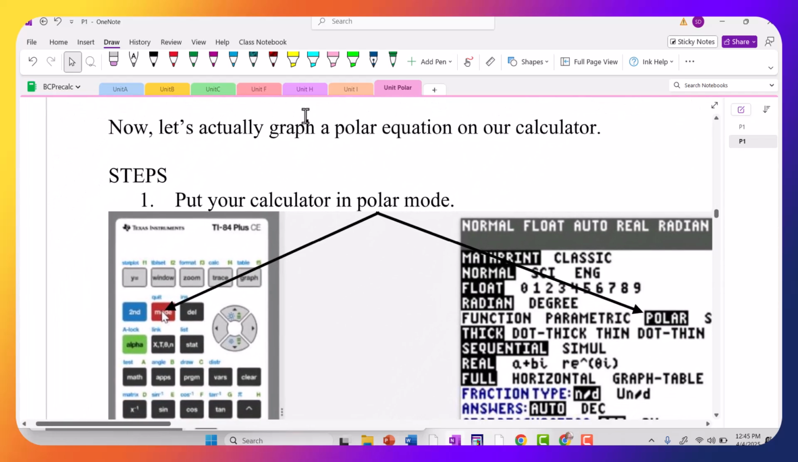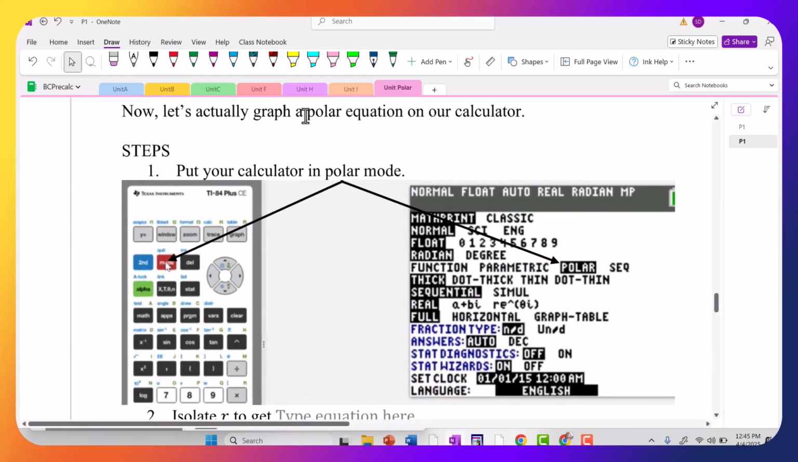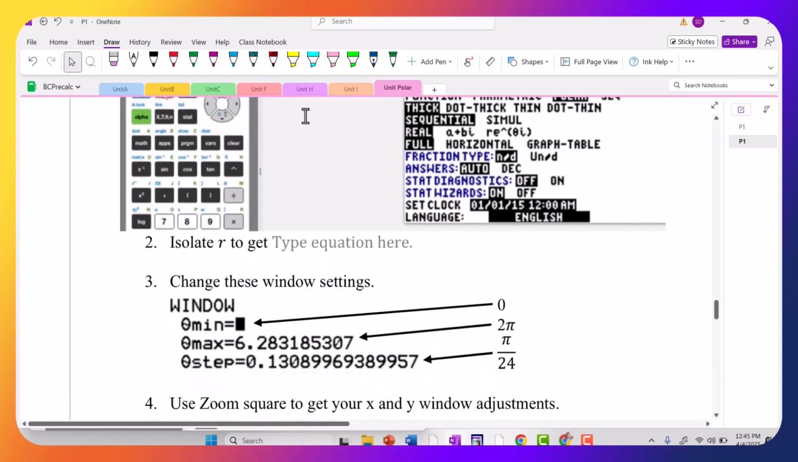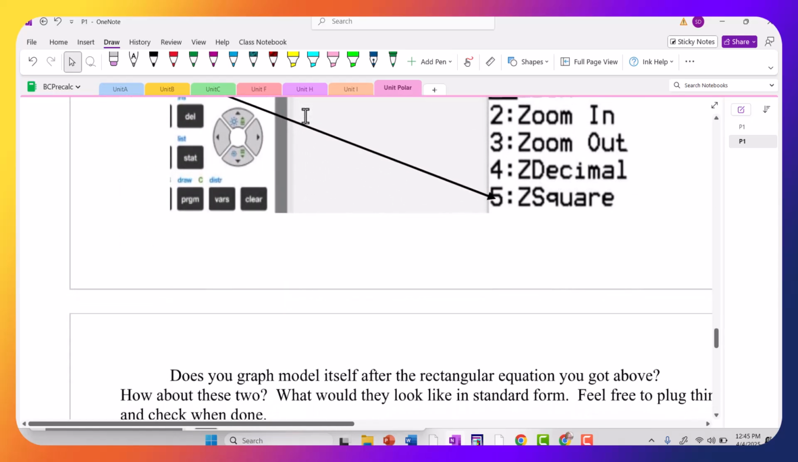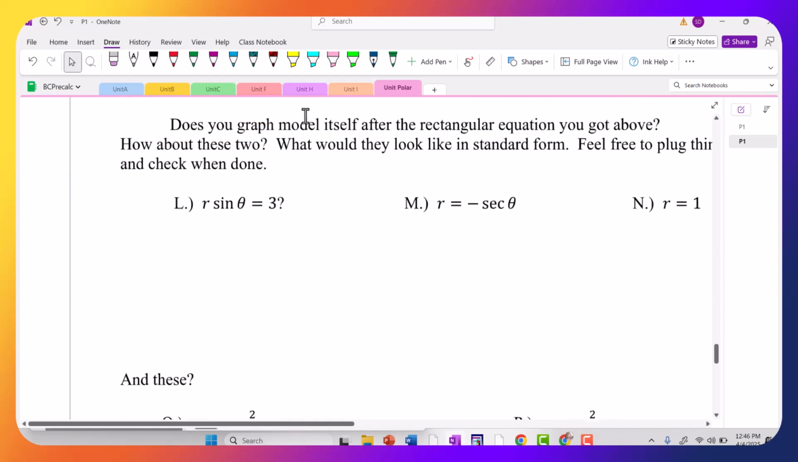All right. And then I don't know, I think I did that, and that's what it was all about. There's the directions for this, and then I didn't zoom square. I actually manipulated the window by hand. All right. So yeah, that worked out really well.